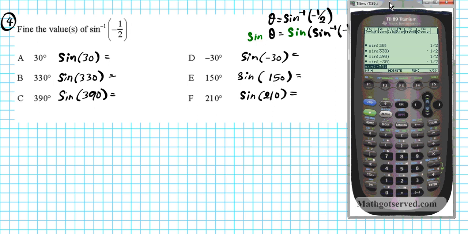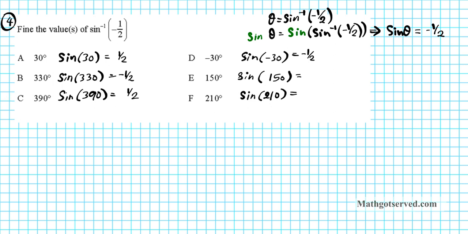So we have for 30 degrees is 1/2. This is negative 1/2 for 330. 1/2 for 390, negative 1/2 for negative 30. So bottom line, we know that this is good, this is good, and these two are no good. All right, let's try the last two.